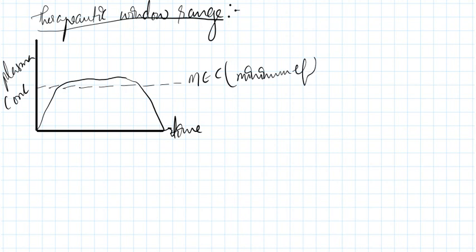Can anyone tell me what is the minimum effective concentration? The drug effect can only be seen above the MEC. Effects can only be seen beyond the MEC.